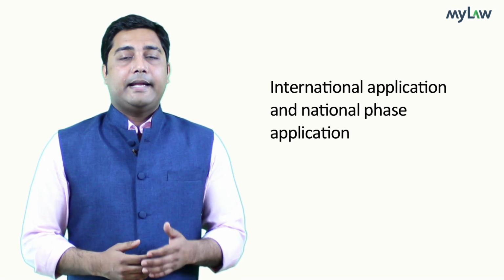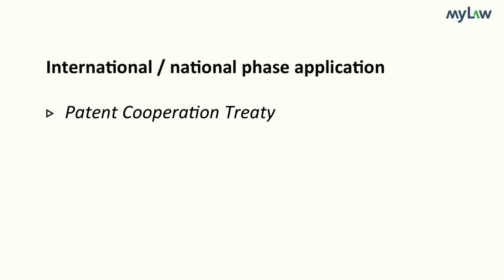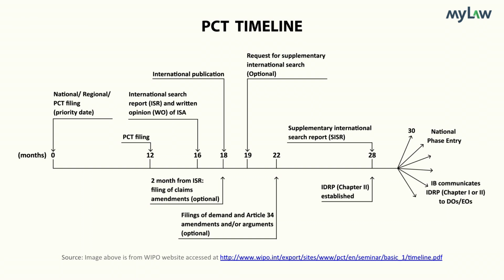Next is the international application and a national phase application. International application is the application filed under the PCT. A PCT application has two phases. First, an international phase, and second, a national phase. Let's study this with the help of the following graph.